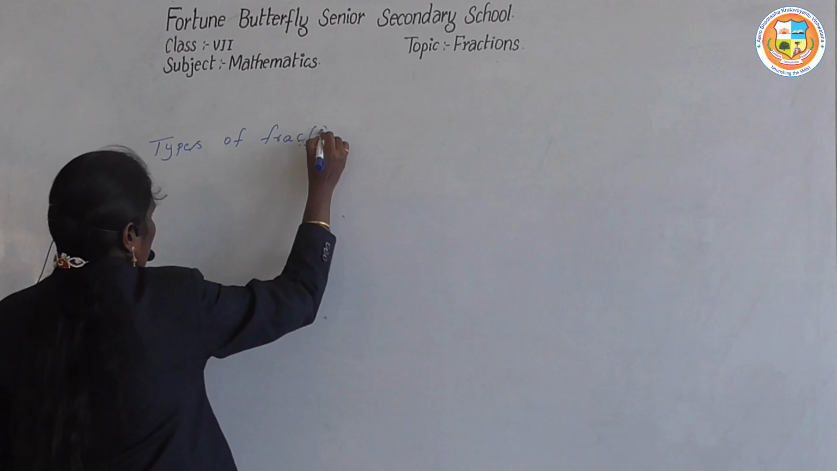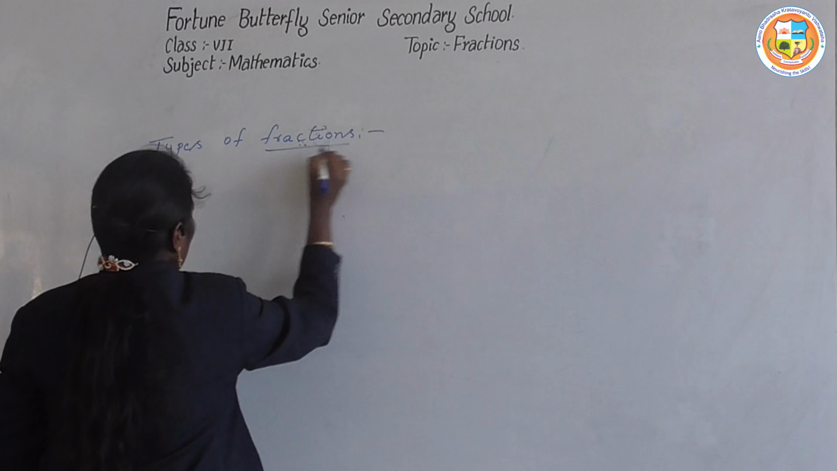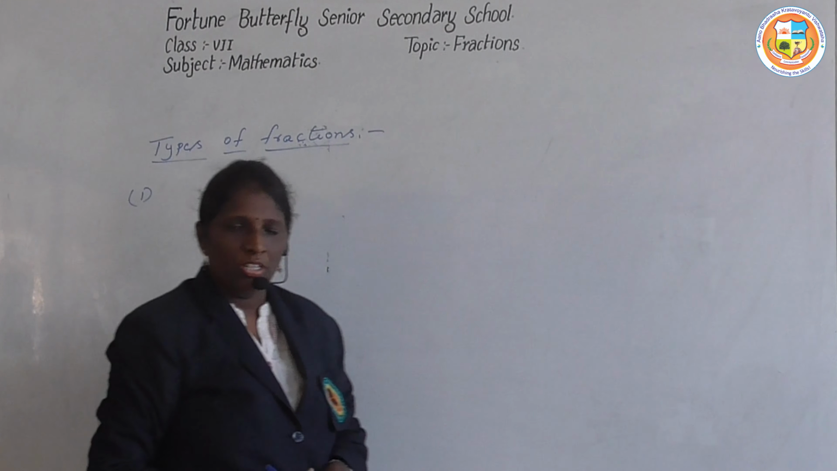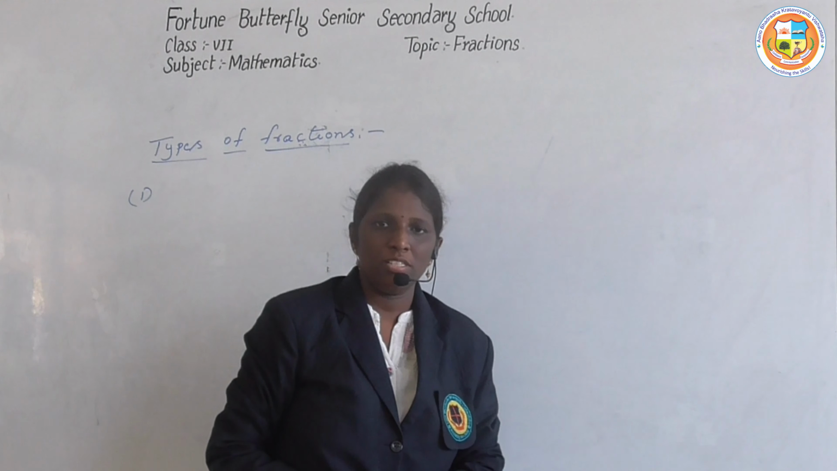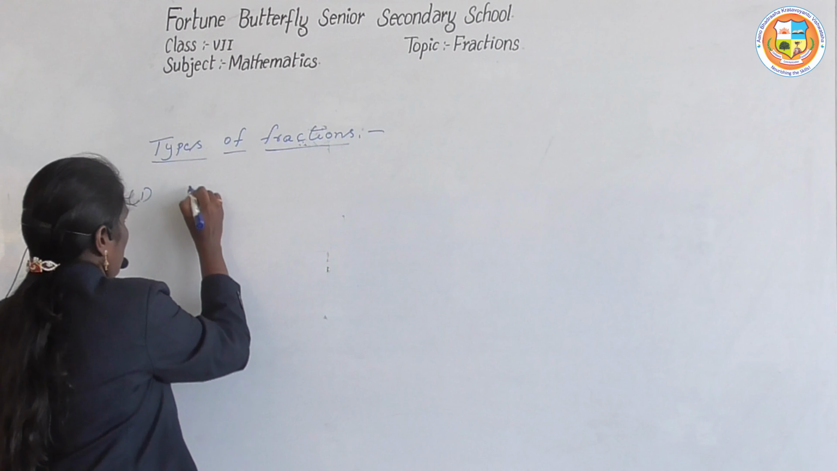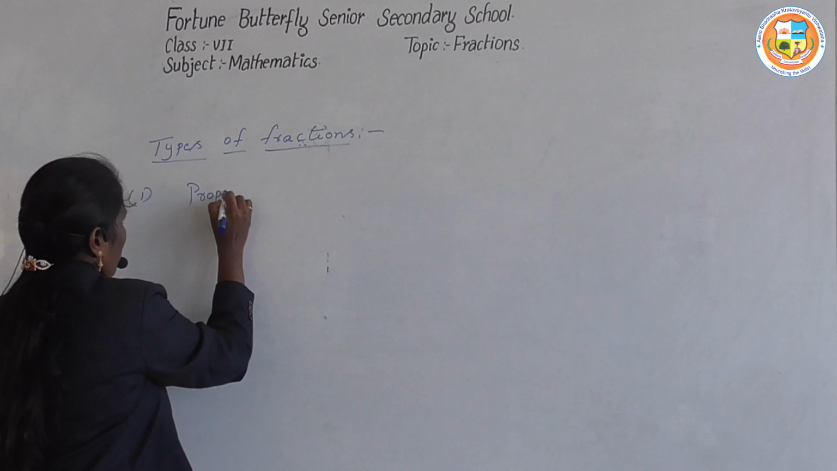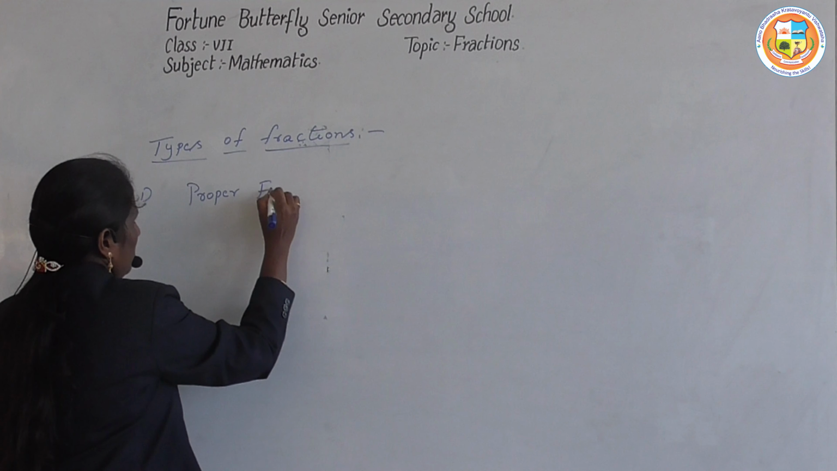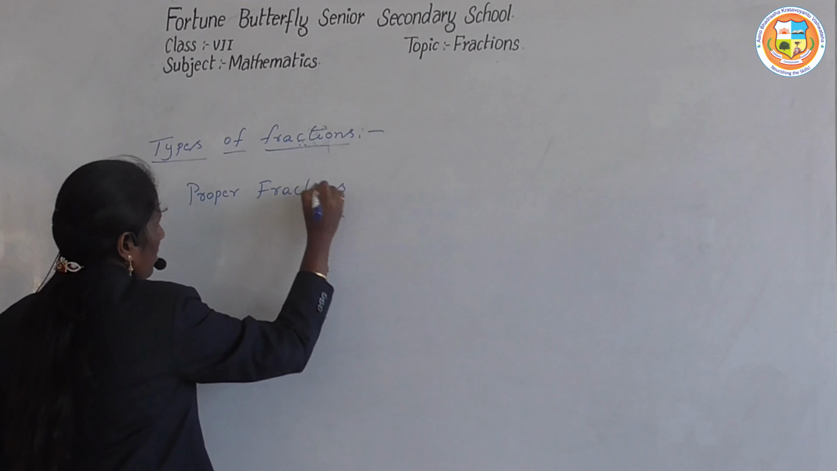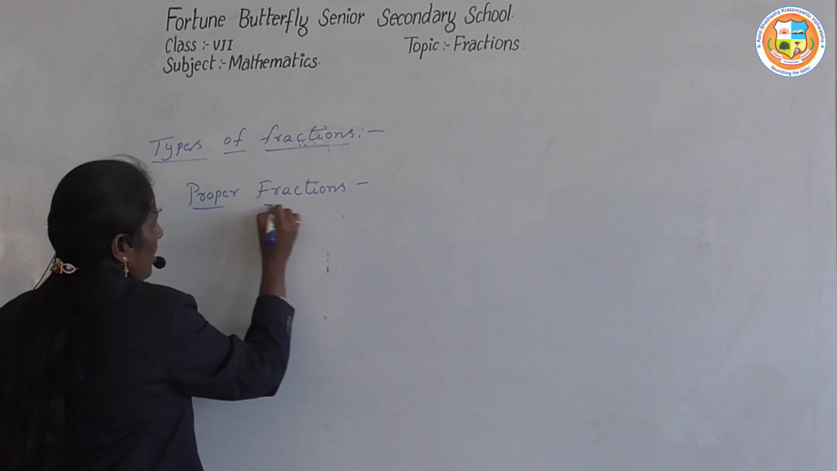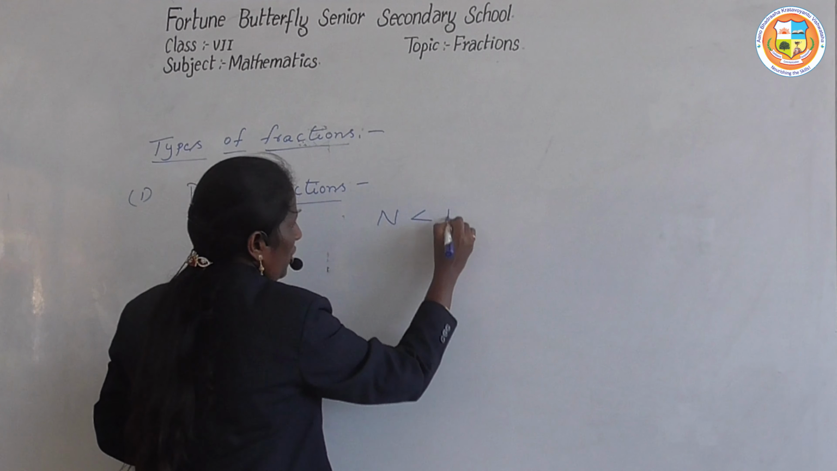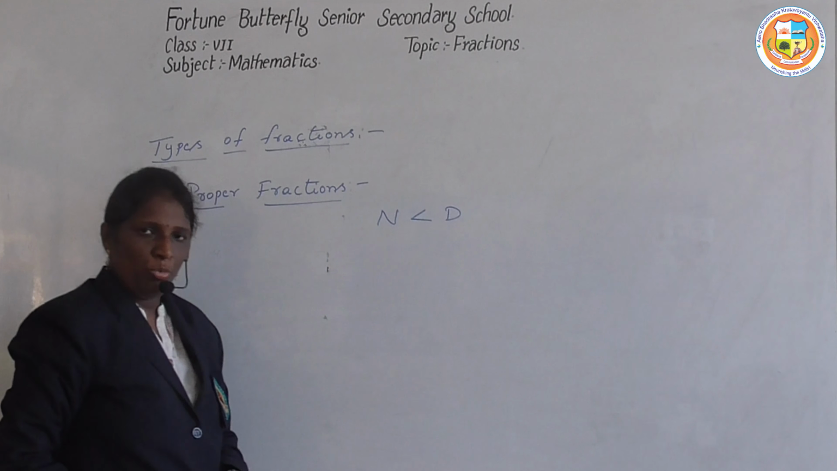Types of fractions. The first one is the proper fraction. A fraction whose numerator is less than the denominator is called a proper fraction.